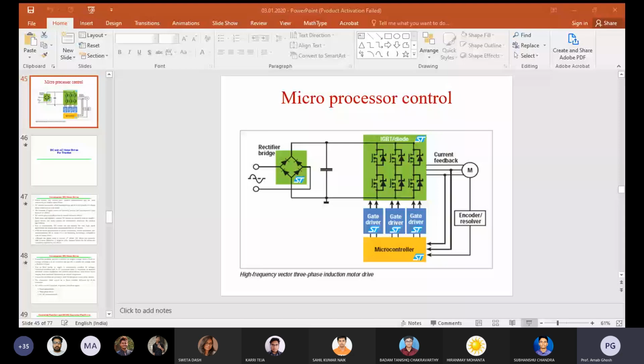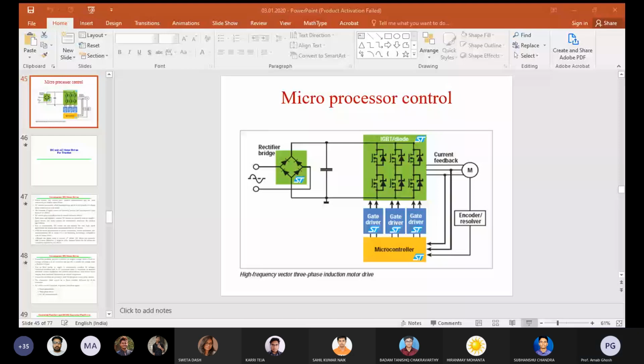Suppose AC is there. You convert that AC to rectified DC, also known as pulsating DC, and pass the pulsating DC through the smoothing reactor. After that you get a more or less constant DC voltage. Then you pass it through the DC-DC converter. Now you have the ability to change the output of the DC-DC converter, by changing the gate pulse. Now you are able to change that output.